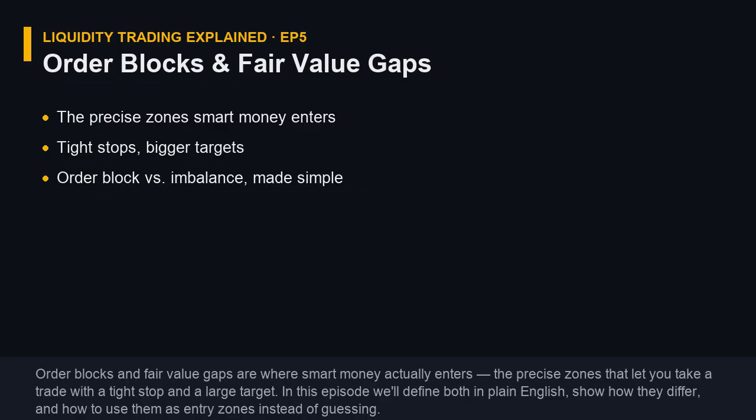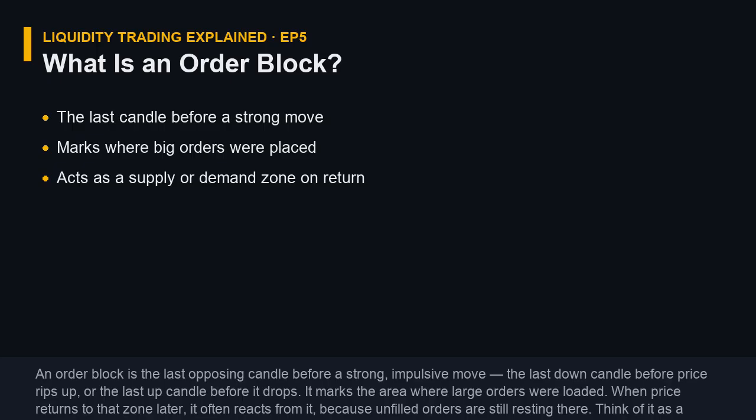zones instead of guessing. An order block is the last opposing candle before a strong, impulsive move, the last down candle before price rips up, or the last up candle before it drops. It marks the area where large orders were loaded. When price returns to that zone later, it often reacts from it, because unfilled orders are still resting there. Think of it as a refined supply or demand zone.